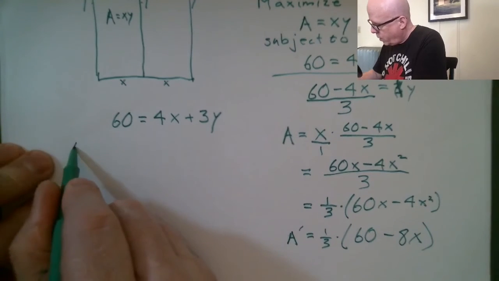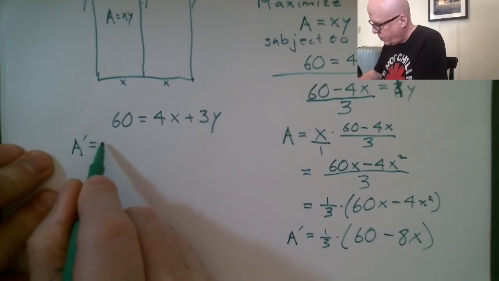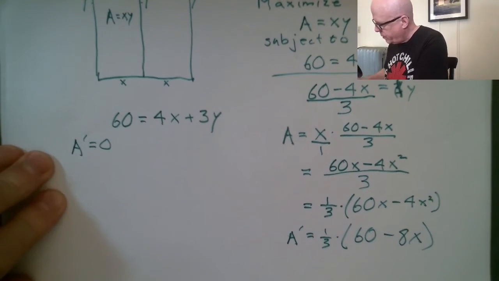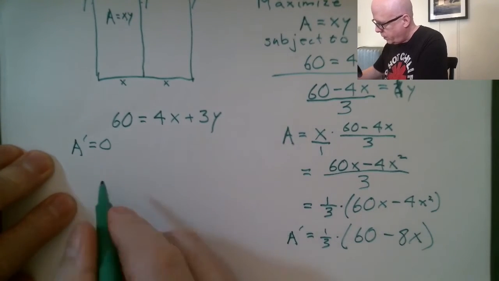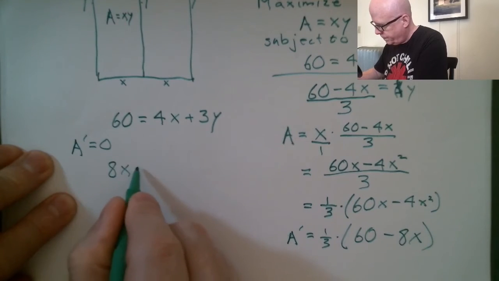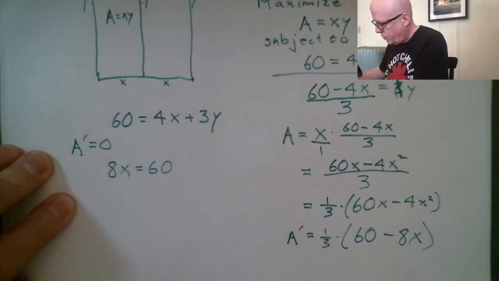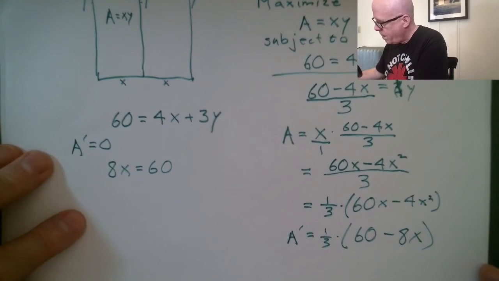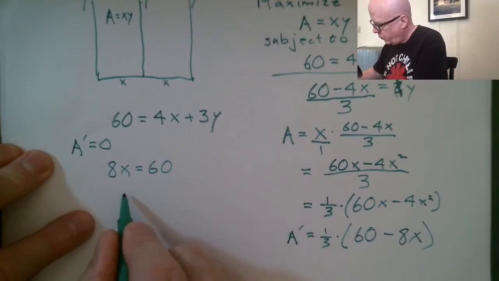So where is A prime equal to 0? The derivative is 0 when 8x is equal to 60. Because anytime you have a subtraction and you're saying when it's 0, you just set the two parts equal to each other. That's kind of an easy shortcut. So x is 60 over 8.